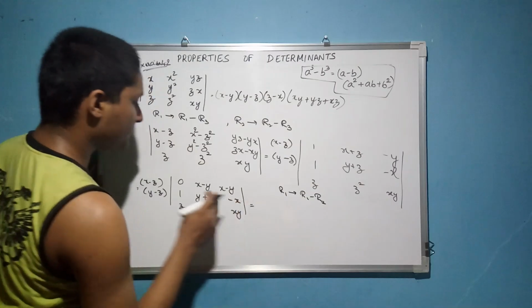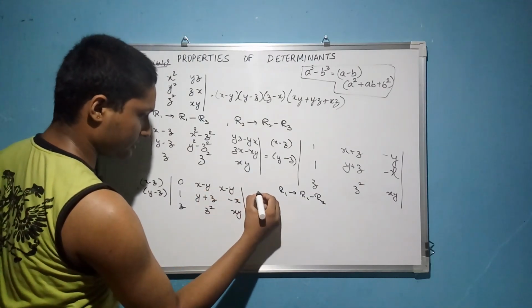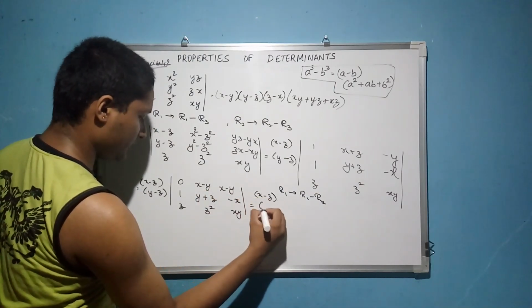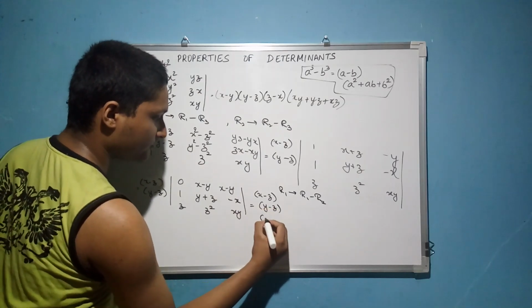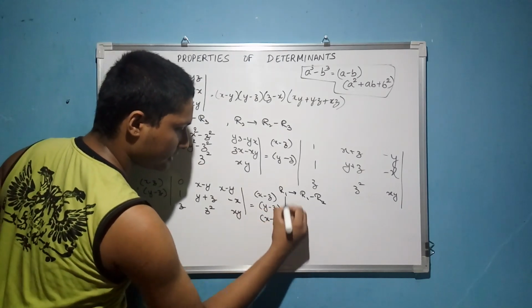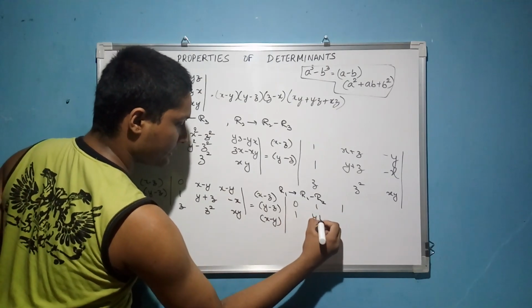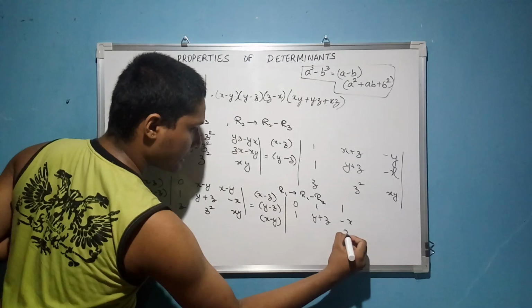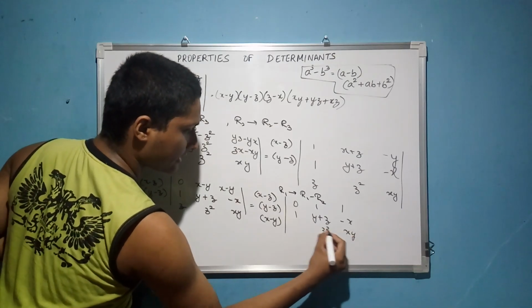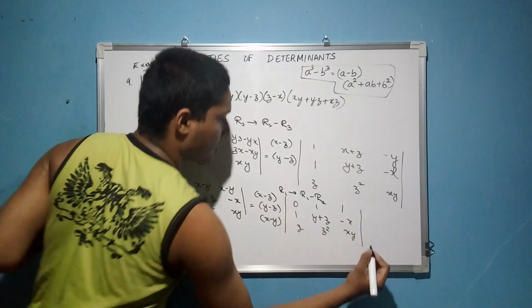So therefore you get x minus y common. If you take it outside, you get x minus z into y minus z into x minus y. Okay, then you have 0 1 1 1 y plus z minus x xy z square and z. This is all we get.